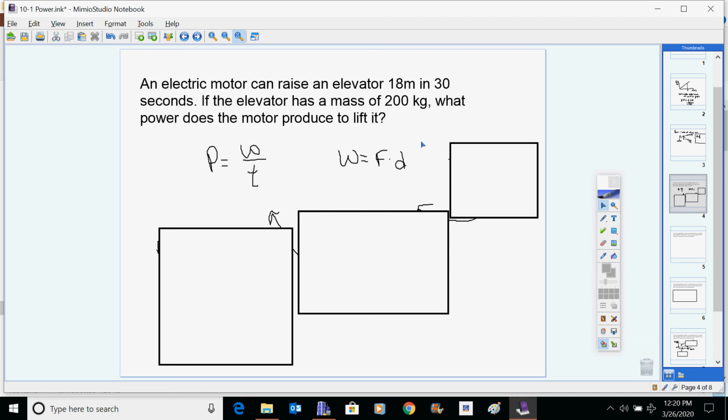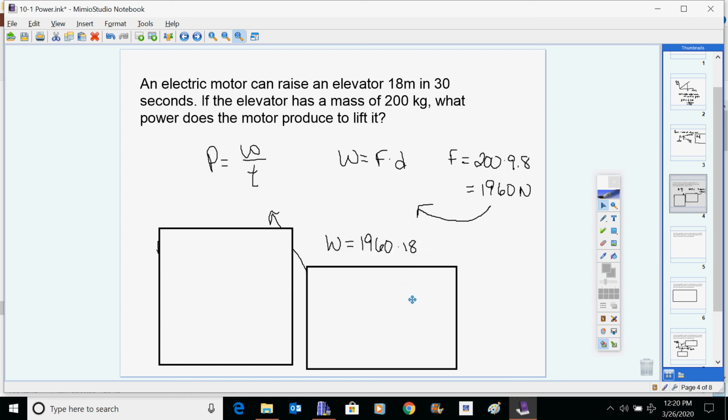It's a 200 kilogram elevator, and what's happening is that the motor is having to defeat gravity, so it's going against gravity. So you're really thinking about what the weight of this elevator is. So force is weight, which is mass times 9.8. 200 kilograms times 9.8, because of the acceleration due to gravity, and that will give you the weight. Weight equals mass times 9.8. So 1,960 newtons is our force in force times distance.